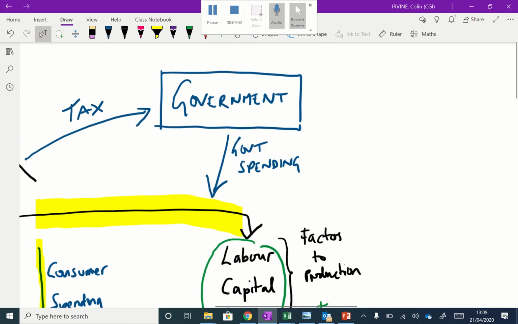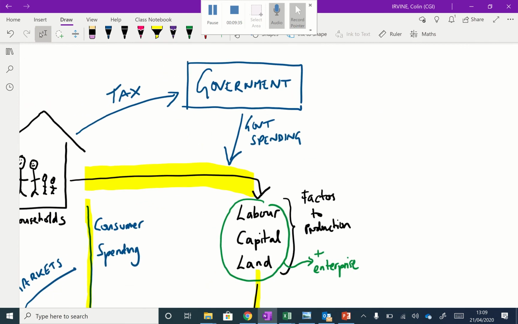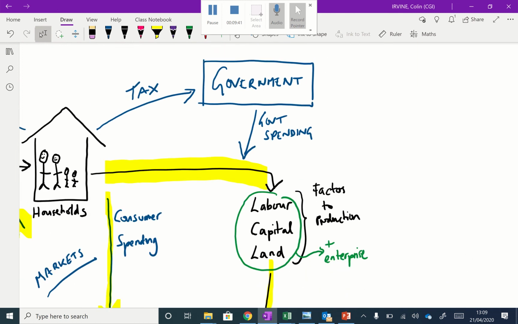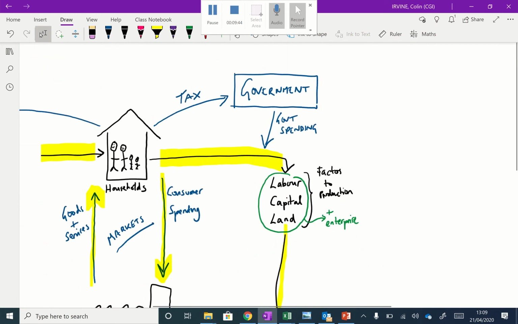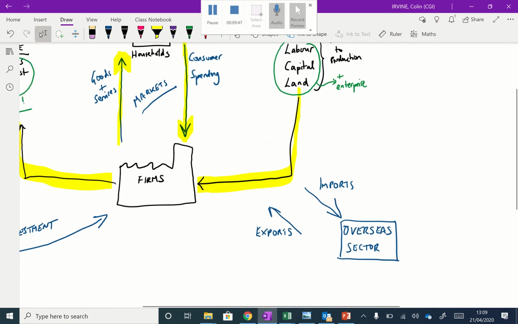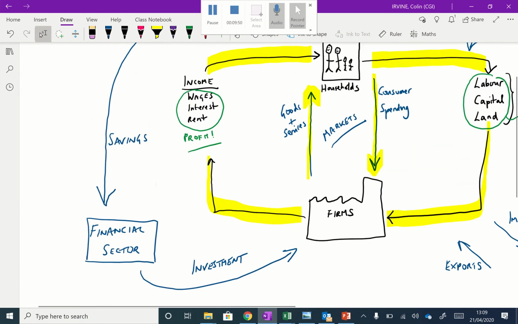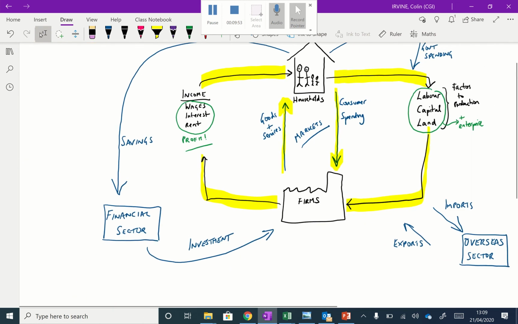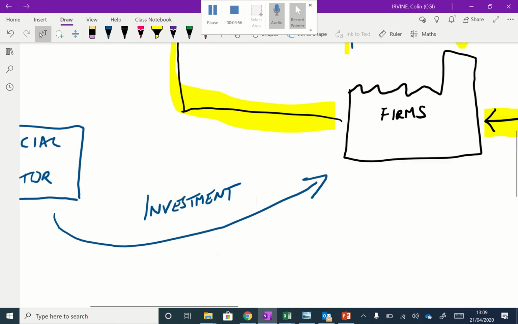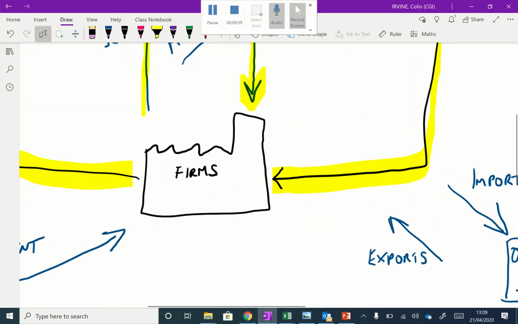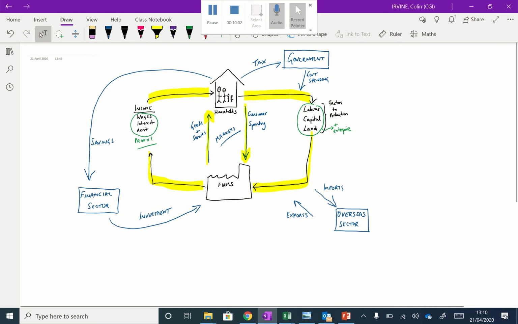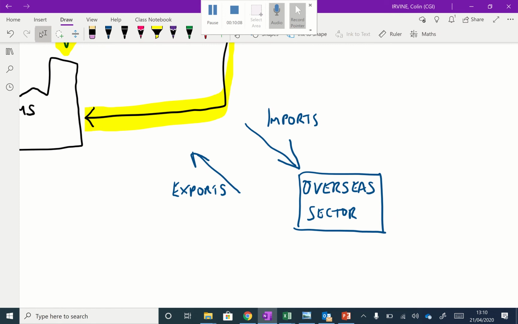On top of that, there are well-run governments that have got good economic planning, that take enough tax from households to be able to deliver the types of government spending that really can help the economy. We also have a really efficient financial sector that gives households a really safe place to put their savings, and that makes good, sound investments in the types of firms that are really going to improve our livelihoods. Likewise, we've got a good, healthy trade balance over on the overseas sector, not too much money leaving the economy on imports compared to the amount of money coming back in on exports.